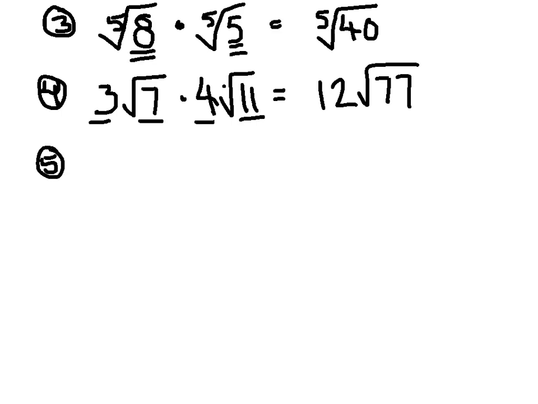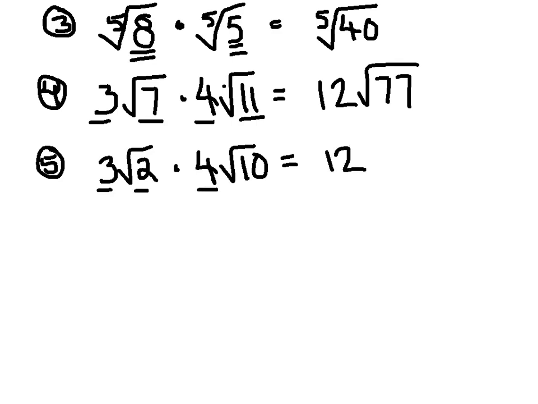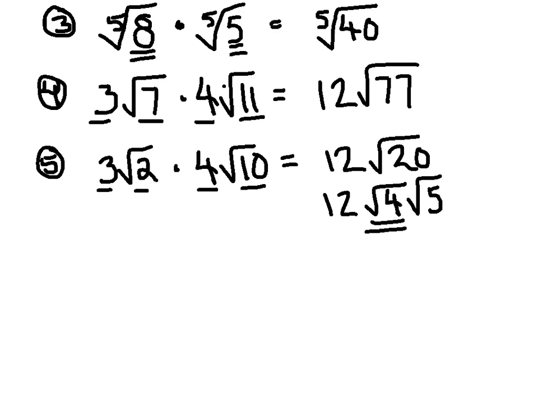Number 5. Let's do 3 radical 2 times 4 radical 10. Again, we've got the same index, so we're allowed to multiply. Coefficient times coefficient gives me a 12. And then radicand times radicand gives me a radical 20. Are we officially done with that problem? Not quite. When I look at the radical 20, I think of radical 4 times radical 5. This radical 4 is really a 2. Therefore, 12 times 2 is 24. And the radical 5 comes along for the ride.